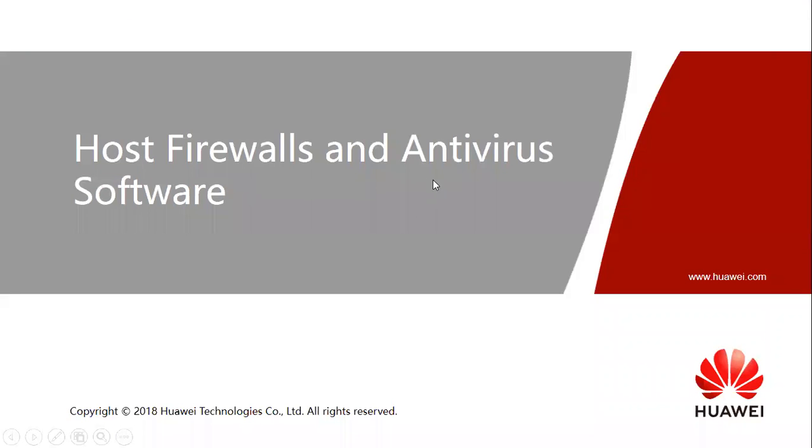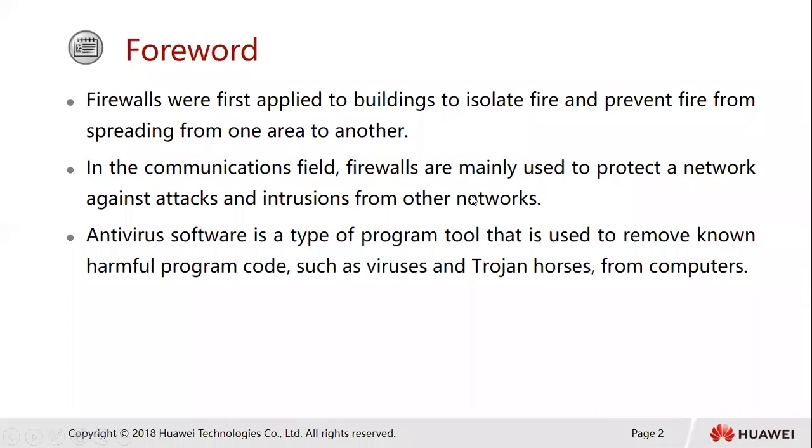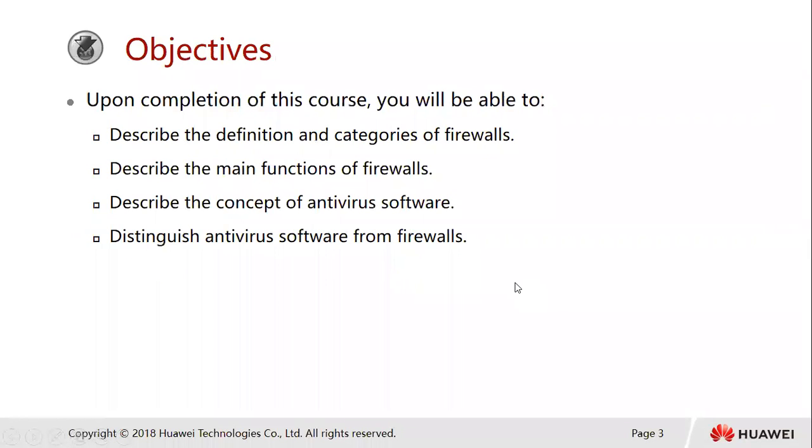Host firewalls and antivirus software. Firewalls were first applied to buildings to isolate fire and prevent fire from spreading from one area to another. In the communications field, firewalls are mainly used to protect a network against attacks and intrusions from other networks. Antivirus software is a type of program tool that is used to remove known harmful program code, such as viruses, Trojan horses from computers.